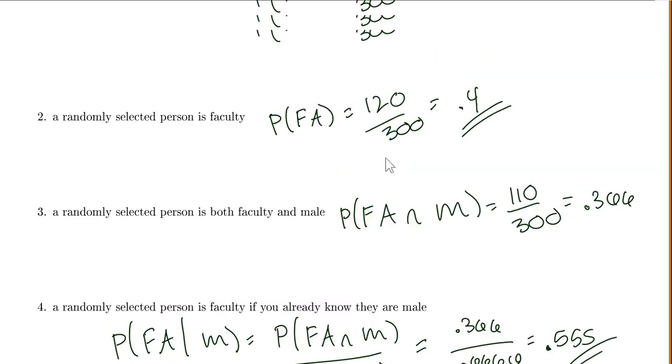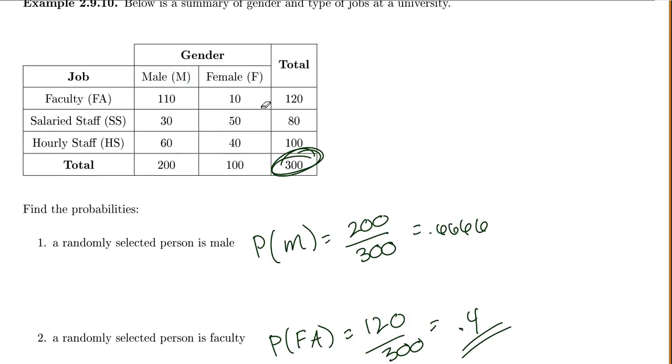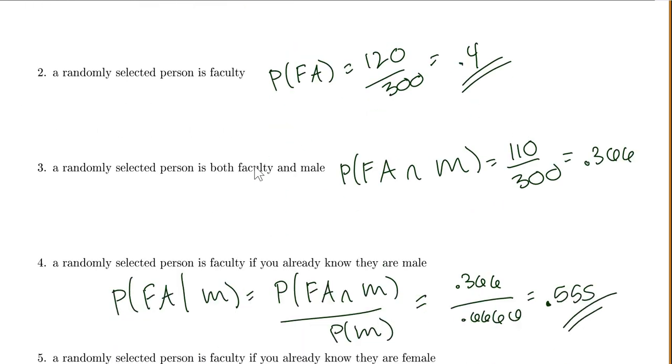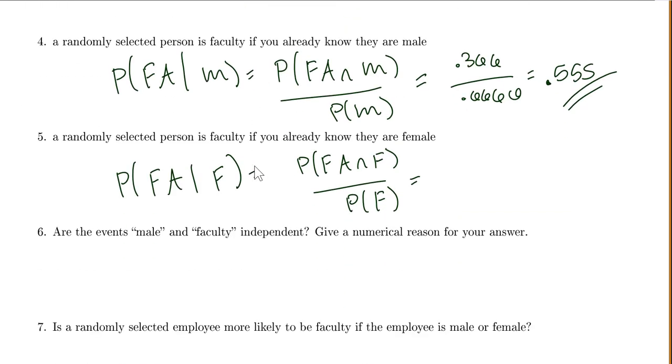So you'll have to scroll back up. Faculty and female is going to be this 10 out of our grand total of 300. And for female, it'll be 100 out of 300. So we have 10 out of 300 and 100 out of 300, which should give me just 0.1.